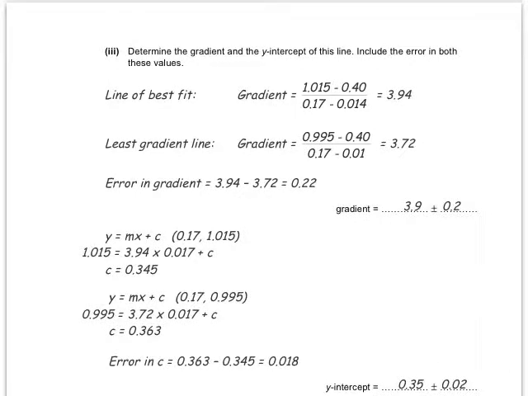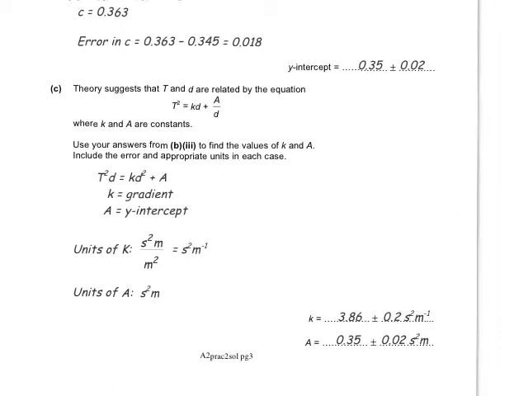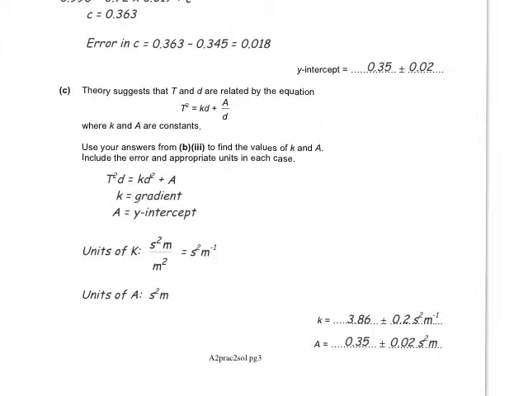Then you calculate the gradient of the line of best fit, just like normal, and then the least gradient line, and the error is going to be the difference between those two. Okay, so 3.94 is my normal value, and it's going to be plus or minus the difference between the two. And then you transfer the error into this final part, just like you normally would.